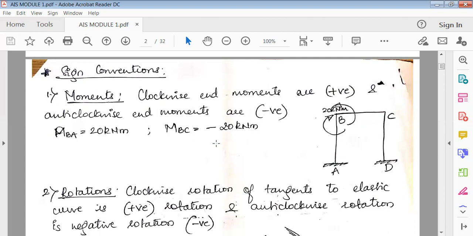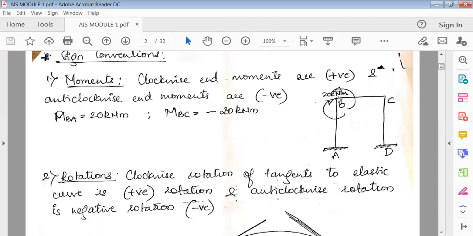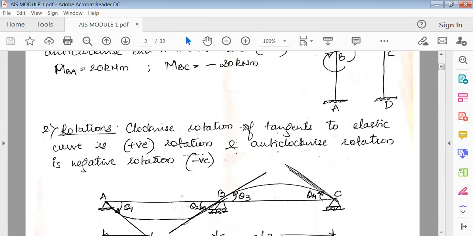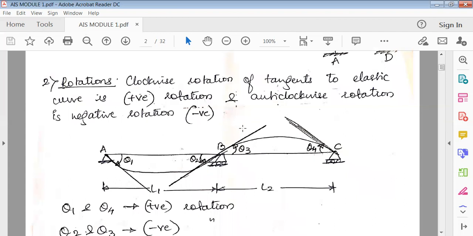So this is the first assumption we're going to make. Whether it is a column or a beam, all the clockwise movements are positive and anti-clockwise movements are negative. Then the second sign convention is the rotations. Rotations are nothing but the slopes, the value of theta.